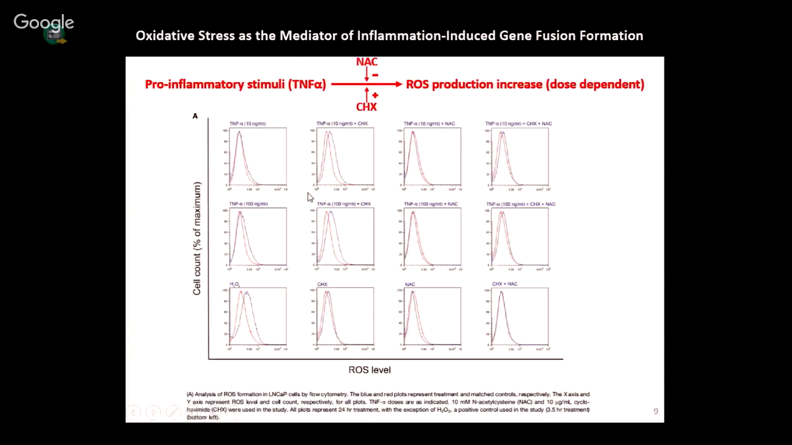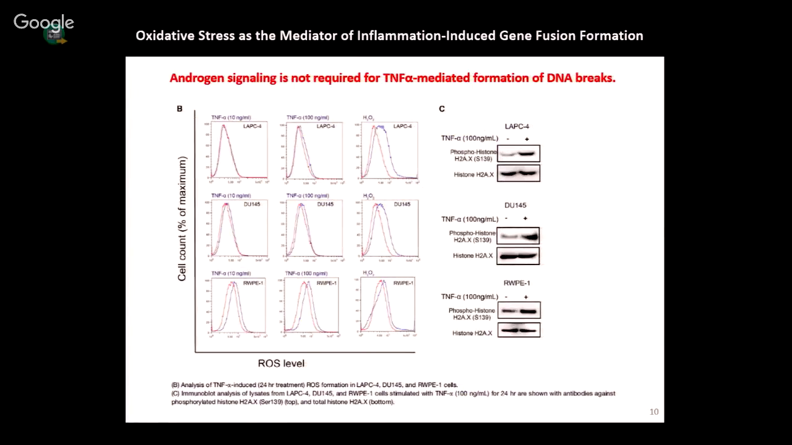And it is enhanced by cycloheximide, which blocks NF-kappa B-mediated antioxidant production. But it can be reversed by NAC, which is the ROS scavenger. They also observed TNF-alpha induced ROS production and DNA damage in the androgen-sensitive LAPC4 cells, androgen-insensitive DU145 cells, and benign immortalized non-transformed RWPE1 cells. They conclude that androgen signaling is not required for TNF-alpha mediated formation of DNA breaks.